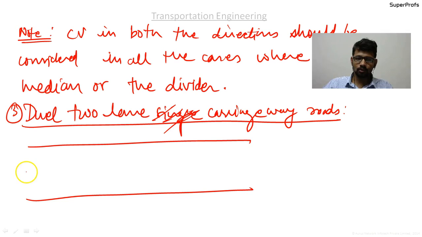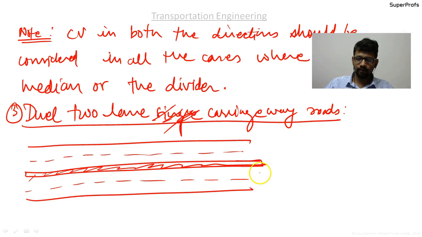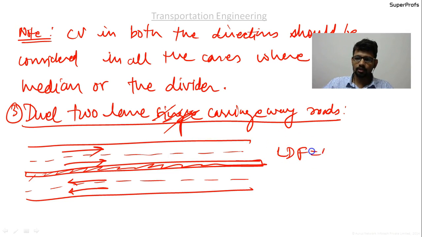So by this what I mean to say is that dual means there is a median like this. There is a divider like this, and two lane. On each of the sides there are two lanes. In this case the vehicles will be moving like this, and on this side the vehicles will be moving like this. Here also the load distribution factor is equal to 0.75, which is less than 1, because there is a chance that the vehicles will be shifting their lanes for crossing and overtaking.